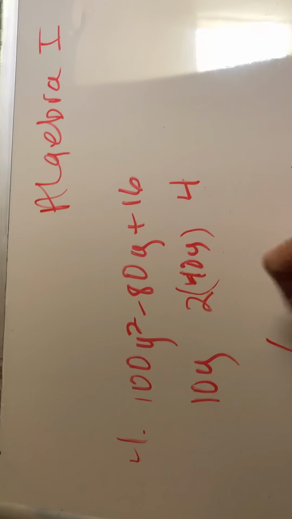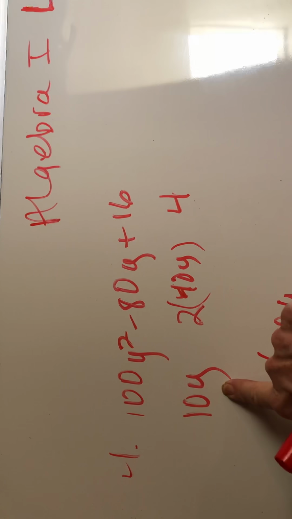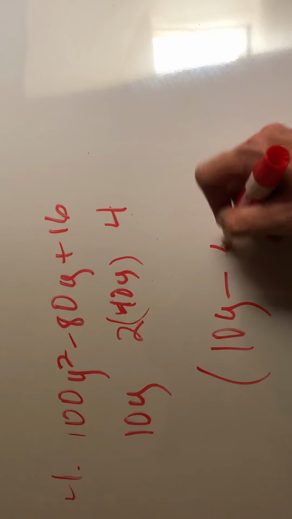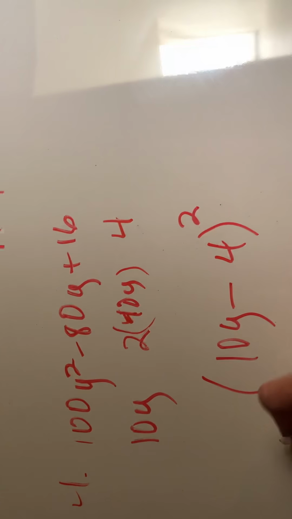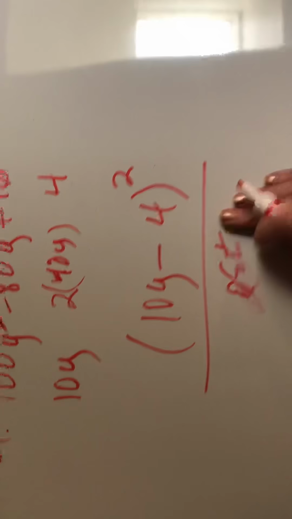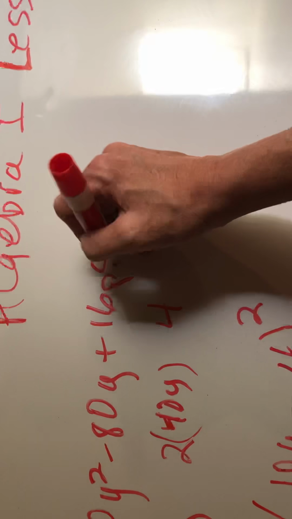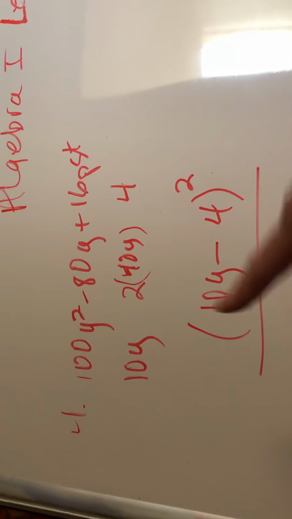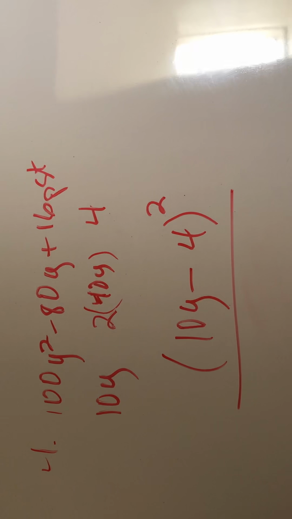So that's going to factor into 10y, that square root, minus, because I need that sign, 4, that square root, all squared. It factors into a binomial squared. This is a perfect square trinomial, and this is a binomial squared, and that's what it factors into. So hopefully that'll help get the dust off your brain on perfect square trinomials.